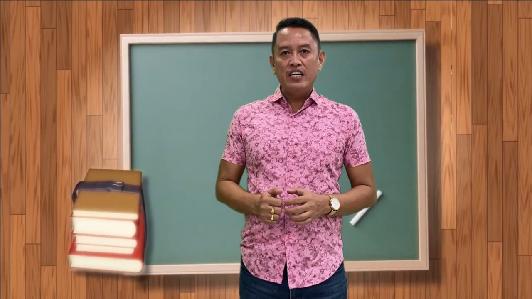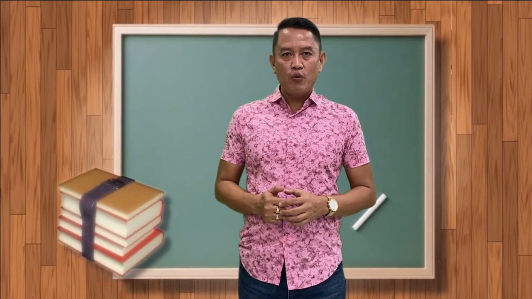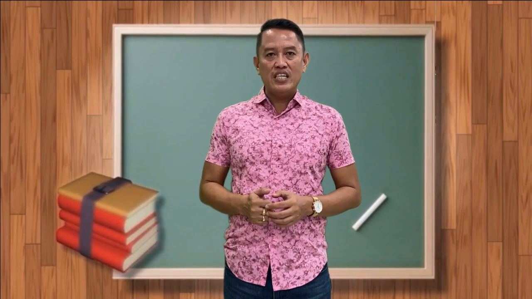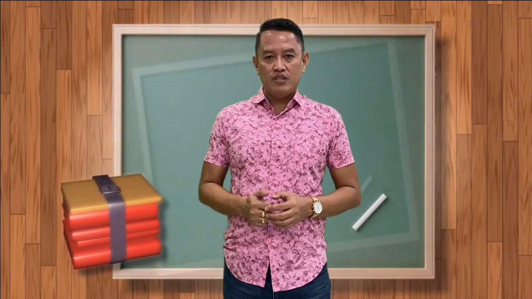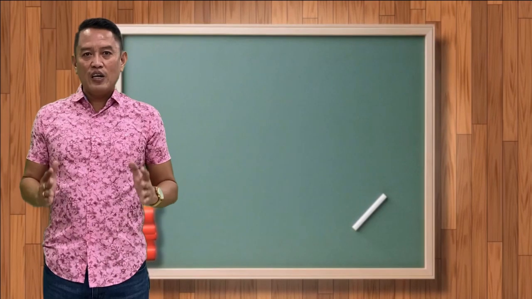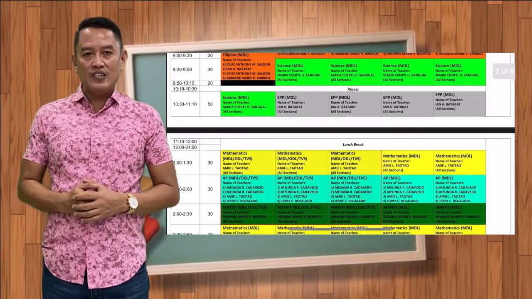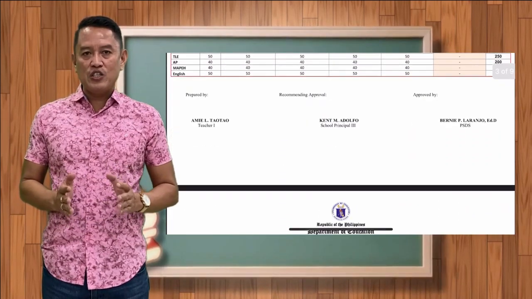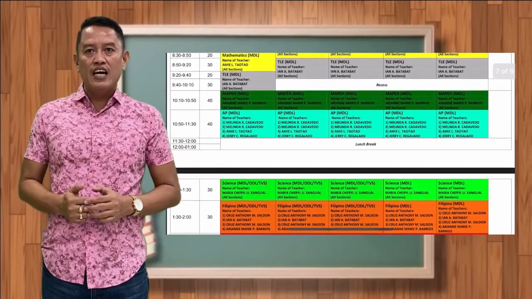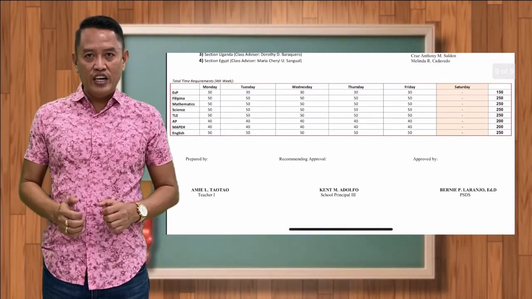The succeeding weeks will begin with the retrieval of the previous week's learning resources and/or self-learning modules, and at the same time, the distribution of the present week's LRs and/or SLMs, while still giving enough budget time allocation for all subjects, as well as adult supervised and/or self-learning sessions using open educational resources and other learning resources. A similar classroom program is scheduled by all other classes of all grade levels as shown in the master class program from kindergarten to grade 6, since in general we have been guided by the decision to observe the distance learning modality.